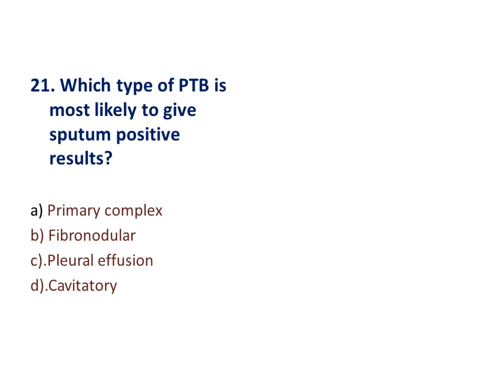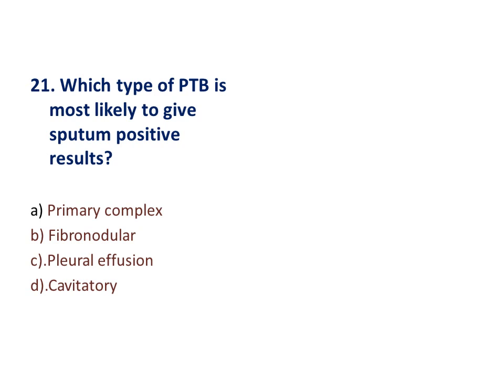Which type of pulmonary tuberculosis is most likely to give sputum positive results? Remember, not all types of tuberculosis produce sputum positive results. Only the open case of tuberculosis can give sputum positive results. The options are primary complex, fibronodular tuberculosis, pleural effusion, and cavitatory tuberculosis.